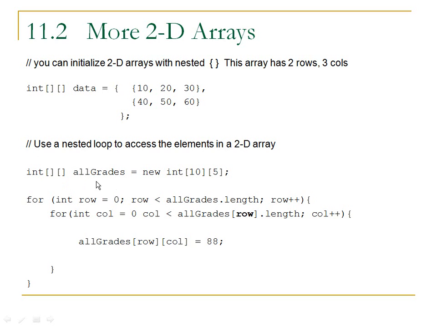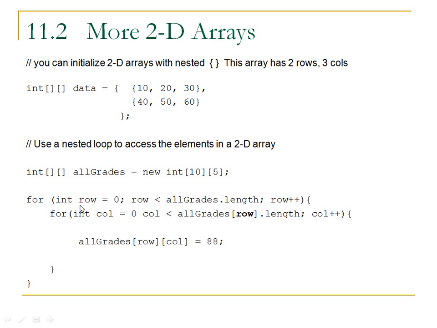Okay, now we need a way of accessing the elements of a two-dimensional array. With a one-dimensional array, you just say, give me the length of the array. So what would it mean if you have a two-dimensional array and you say, give me the length of the array? It means the first dimension. So the number of rows, if you say allGrades.length, you're going to evaluate to 10 in this case.